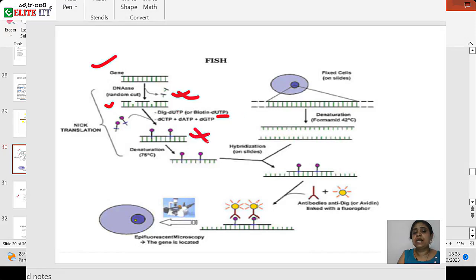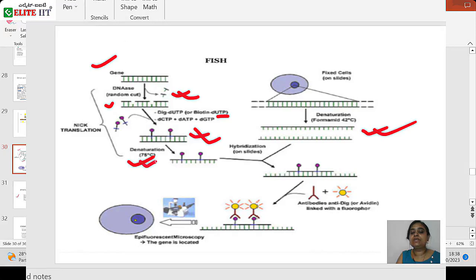I told you that complete fragmentation is done first. No, complete fragmentation is not done if you are already taking a small fragment that you have designed in the laboratory. A lot of companies are there. If you give the sequence, they can design this double stranded short chain DNA or RNA. So now what you have to do is denature both the gene of interest or chromosome of interest, and denature the probe.